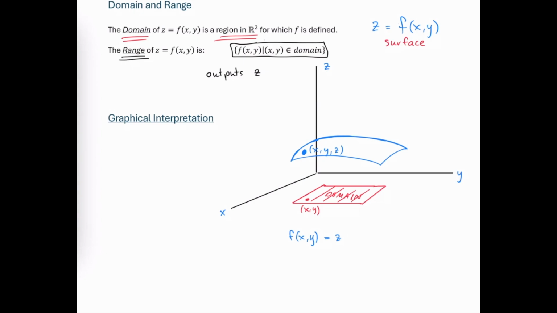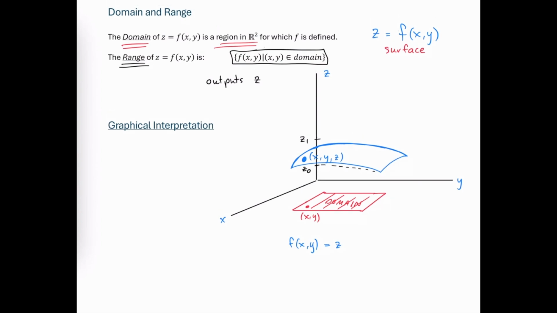And so we would say here on our graphical interpretation, that's just going to be the range of z values. Let's say the lowest one is z0 and the highest one is z1. So we would end up with elements in the range that are hitting the highest z value on the surface and the lowest z value on the surface. And all of the output values on the surface would be in between these two range elements.